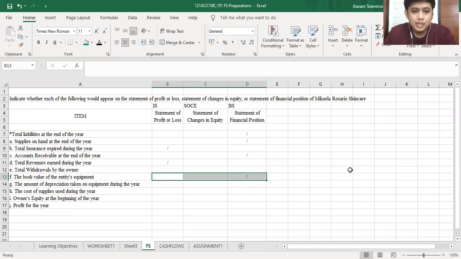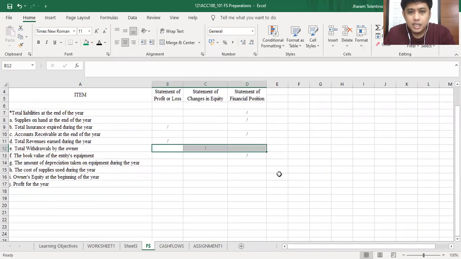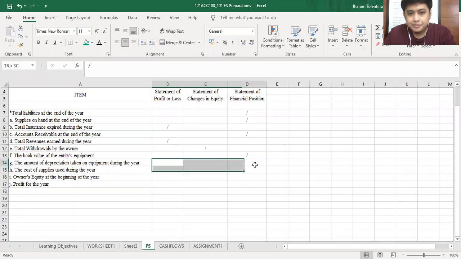Next, the withdrawals by the owner. Saan makikita yan? Ayan, ang maganda. Kasi makikita yan sa statement of changes in equity. Pero sa statement of financial position, hindi na. Okay. Ending kasi ang pinag-uusapan natin, hindi unadjusted trial balance. Okay, next. The amount of depreciation taken on equipment during the year, statement of profit or loss. Next, the cost of supplies used during the year, statement of profit or loss.